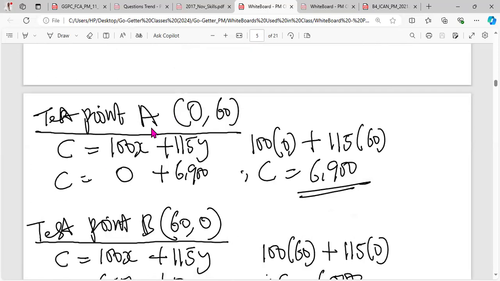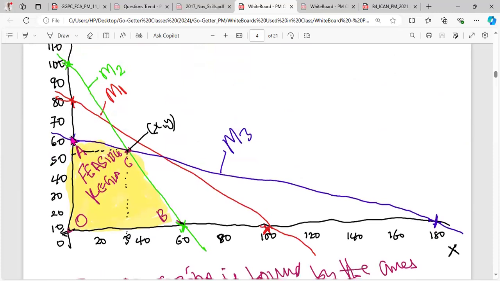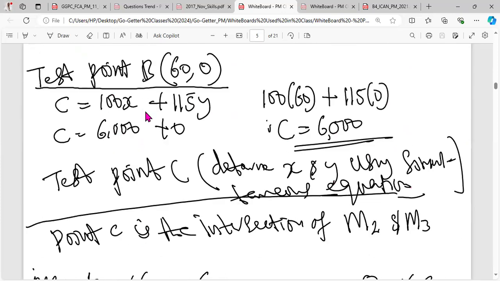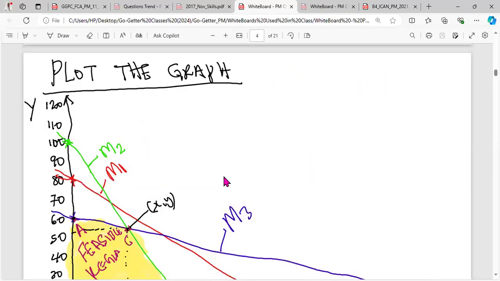Then we decided to test at point A. In point A, we decide not to produce X, but our Y was 60. And so we have 6,900 as our contribution. Then we get to point B, where we decide to produce only X, 60, and Y was nothing. Our contribution was 6,000. Then we went to point C.